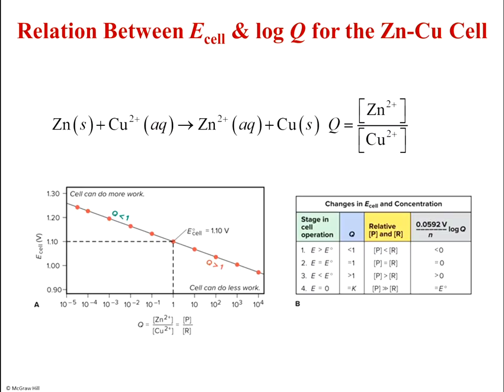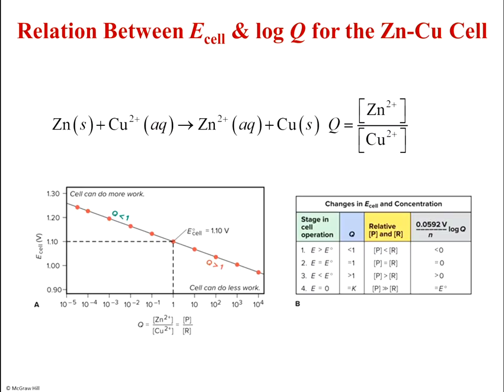As the zinc ion concentration increases, E cell drops, becomes less positive. If the copper ion concentration goes up, the Q value goes down, so E cell goes up. And that's what's illustrated here in the table. E is greater than E0 when Q is less than 1. E is equal to E0 when Q is equal to 1. And then E is less than E0 when Q is greater than 1.